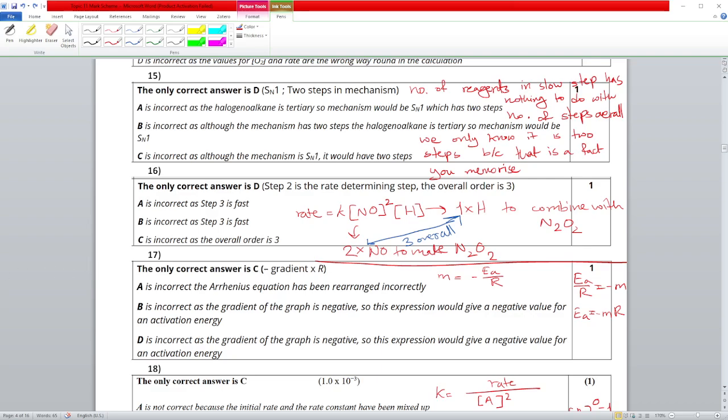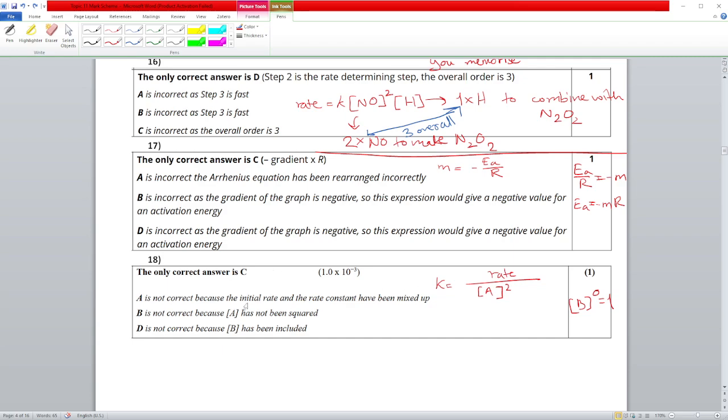Question number 17. Again, this involves the Arrhenius equation. This is just rearranging, right? So you have m, meaning gradient. That's just like geometry. m is Ea over R. Oh, m is equal to minus Ea over R. So that means Ea over R is equal to minus m, which means Ea is minus m times R, which is minus the gradient times R.